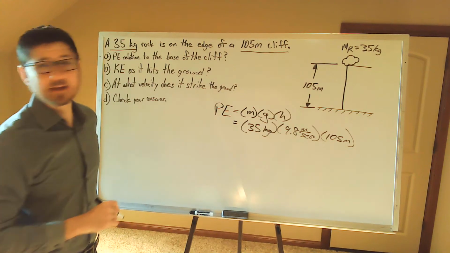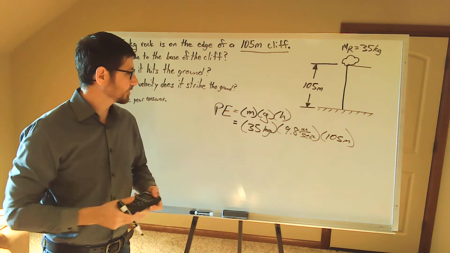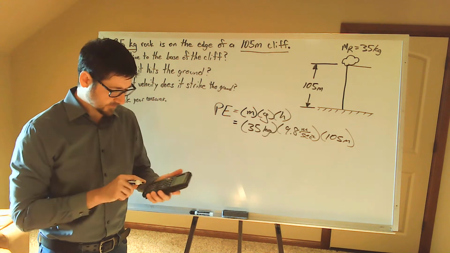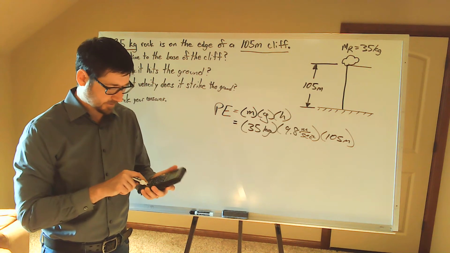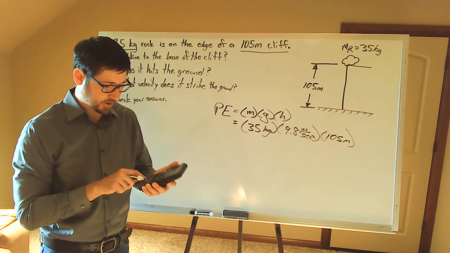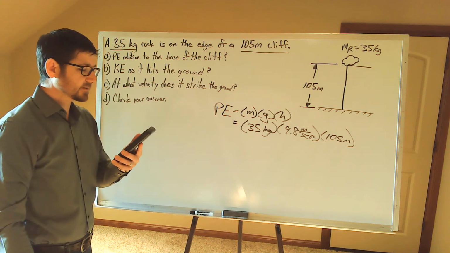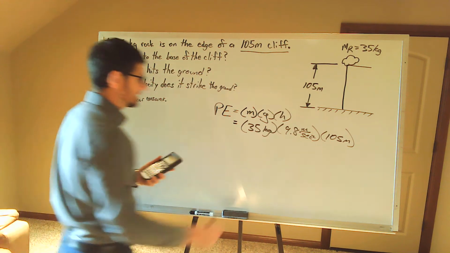So let's go ahead and get out our calculators. We'll do the calculation together. So let's just take the product of these 3 values here. 35 times 9.8 times 105. This is going to give me 36,015.